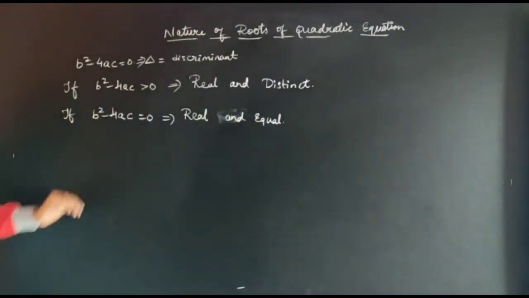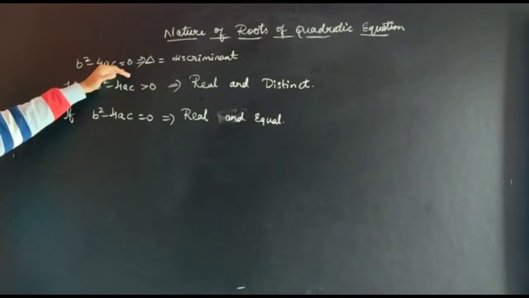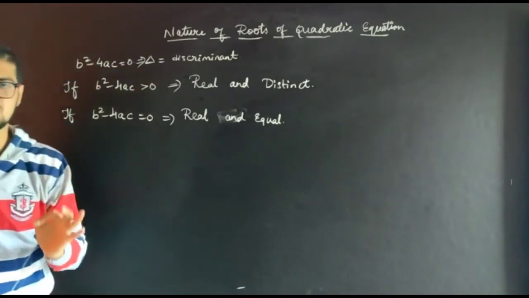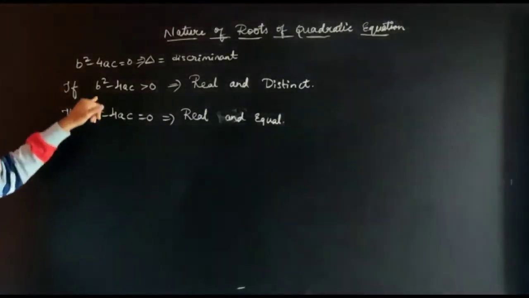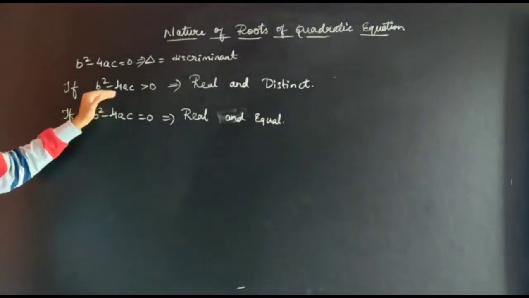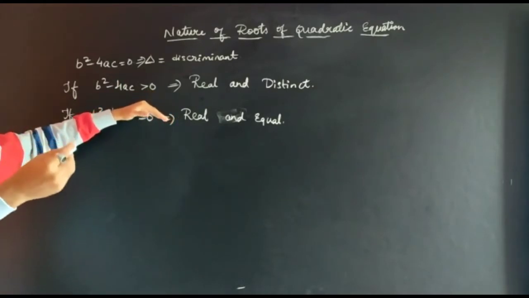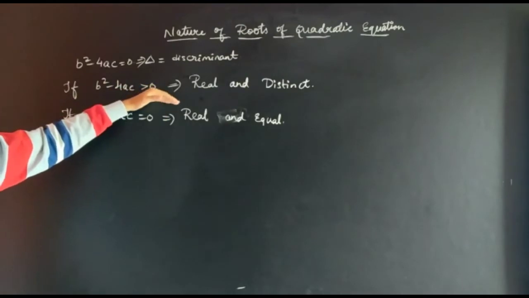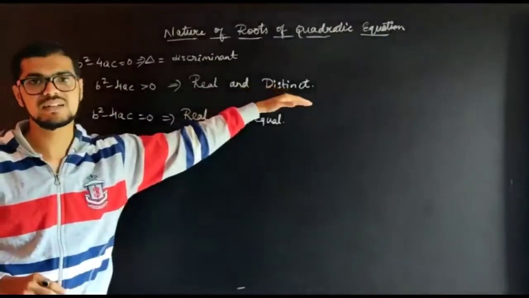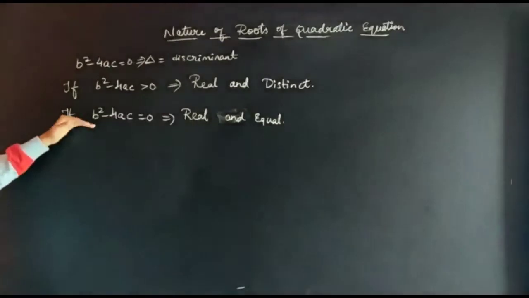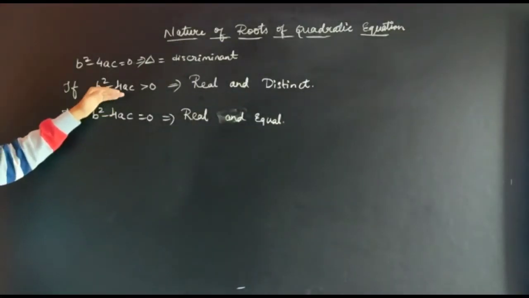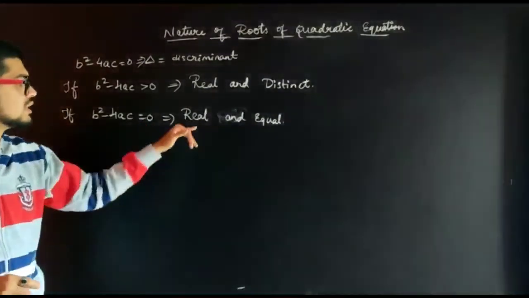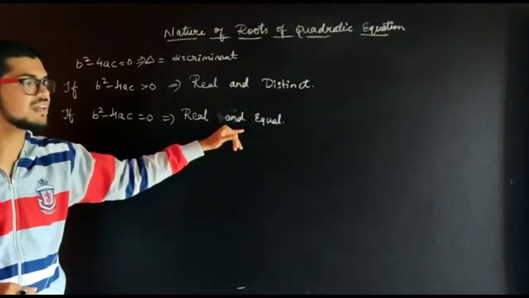I repeat once again. Today we are going to study the nature of roots of quadratic equation, in which we have three natures of roots. The first is if the delta value is greater than 0, that is positive, it cannot be negative and it should not be 0. Then the roots are real and distinct. Then if the delta value, b square minus 4ac, is exactly equal to 0, then the nature of roots is real and equal.